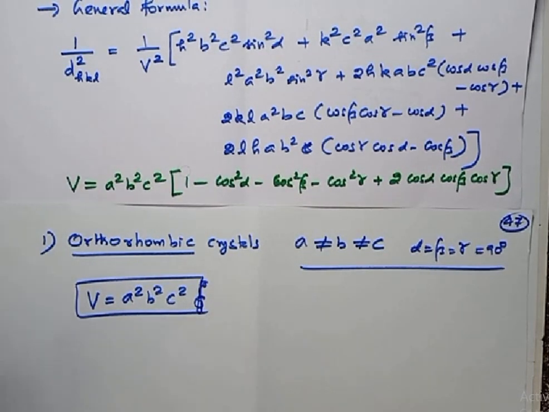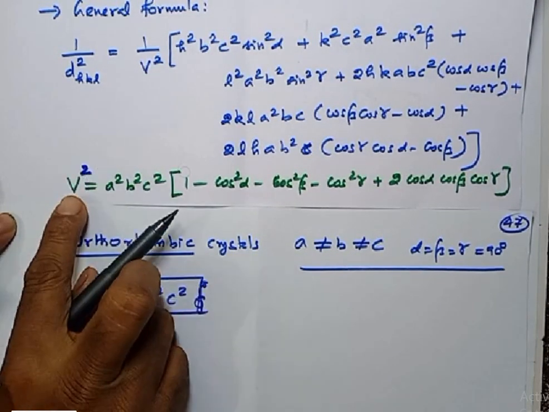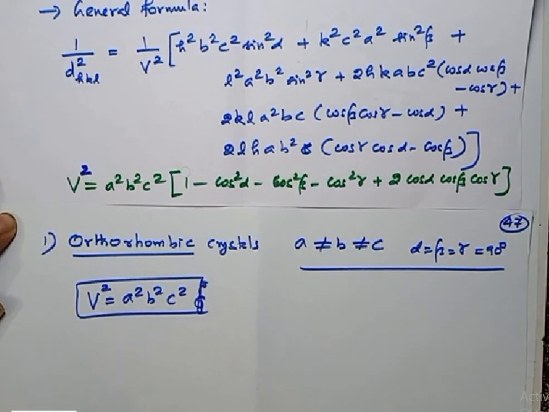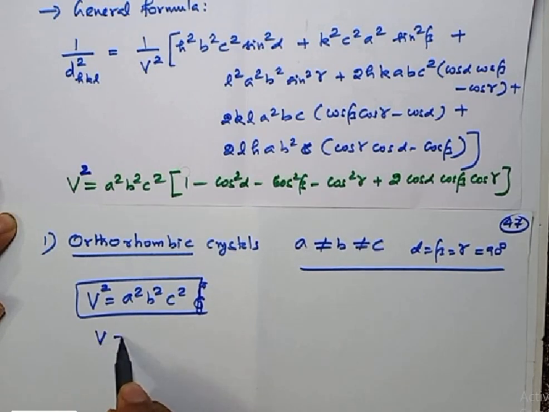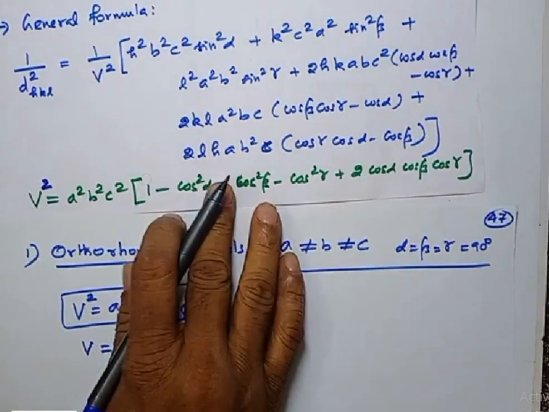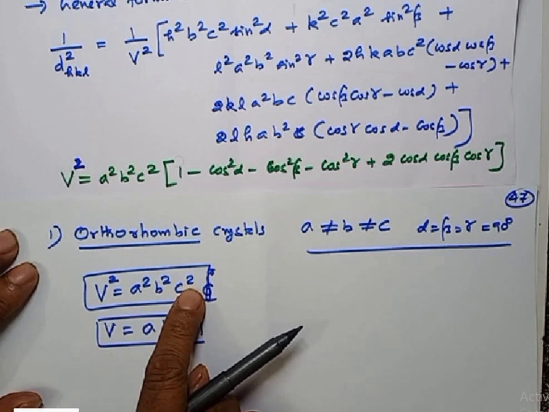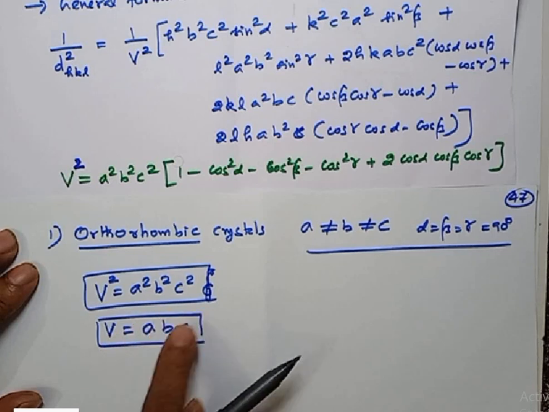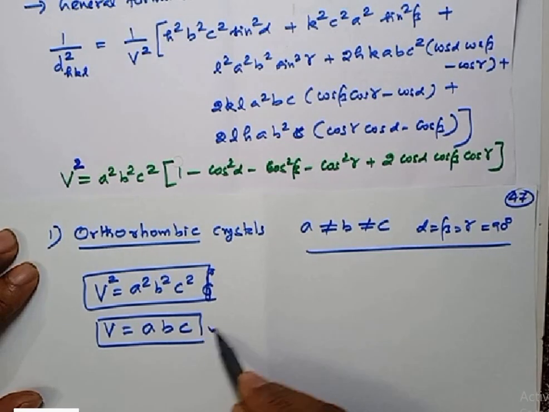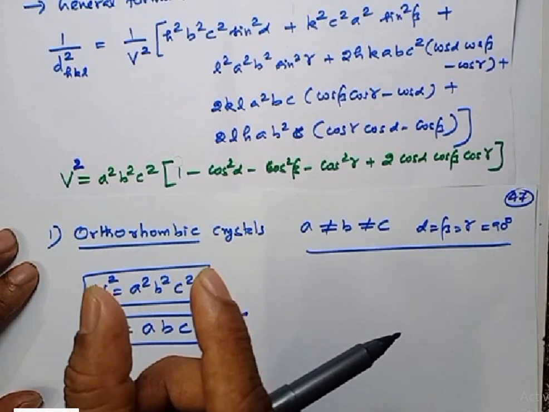Take down. I'm very sorry, I made a mistake. Here it is V square. Please put V square, because here we have V square. This is the formula for V square. Now, what is V then? Listen. V square is equal to a square into b square into c square. Therefore, V is equal to the square root of a square, b square, c square, which is nothing but a into b into c. This is the volume formula for one unit cell of an orthorhombic crystal.